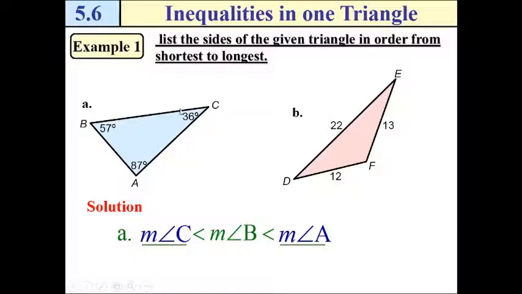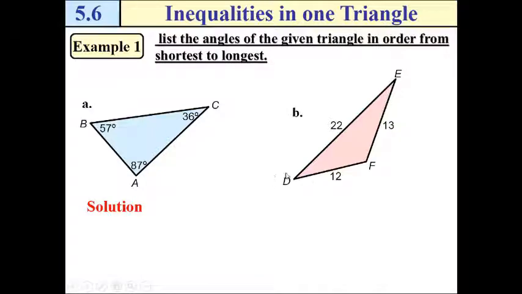Here, the smallest side is opposite to the smallest angle. Then side AB is the first one. After that, side AC, because this is the middle one, opposite to the middle angle 57. And the last one, the largest one, is BC, because it is opposite to the largest angle, angle A, 87 degrees.